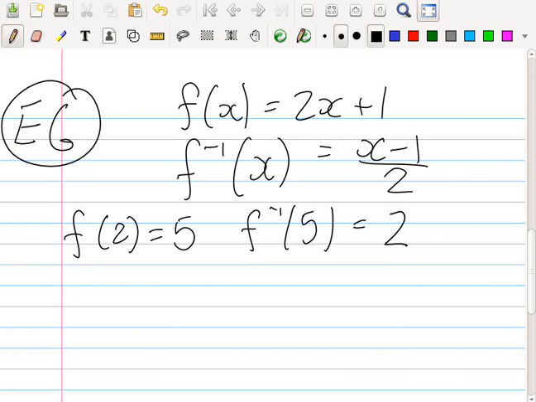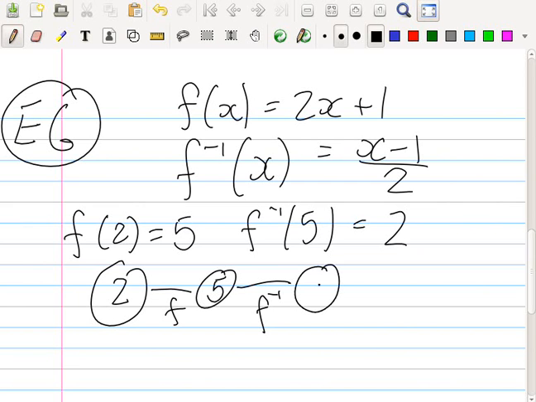Which is back at the start, isn't it? So your 2 has gone to 5, and then when I do the f inverse, it's gone back to 2. You don't need to write that down, but this just should give you confidence that it is probably the inverse. But that's not a proof, of course.